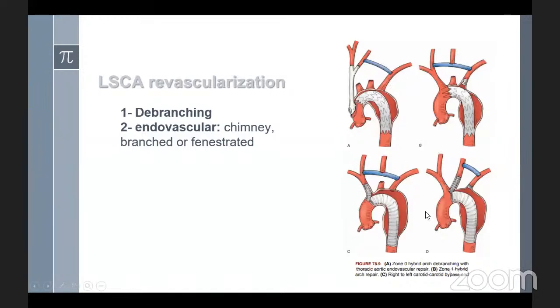You can see here a different type of debranching hybrid technique for the left subclavian artery. This is in zone 0, debranching thoracic aortic repair, and this is zone 1 from the arch repair, and this is a right to left carotid to carotid bypass. And the other technique, which is the endovascular technique, uses a chimney stent, branched or fenestrated stent in the left subclavian to revascularize it.